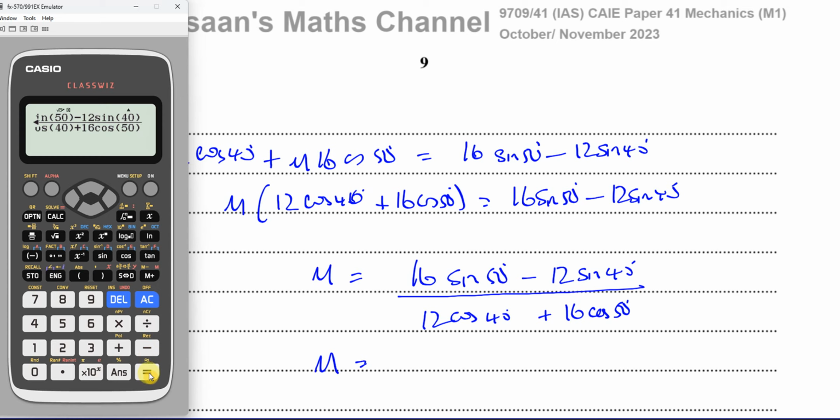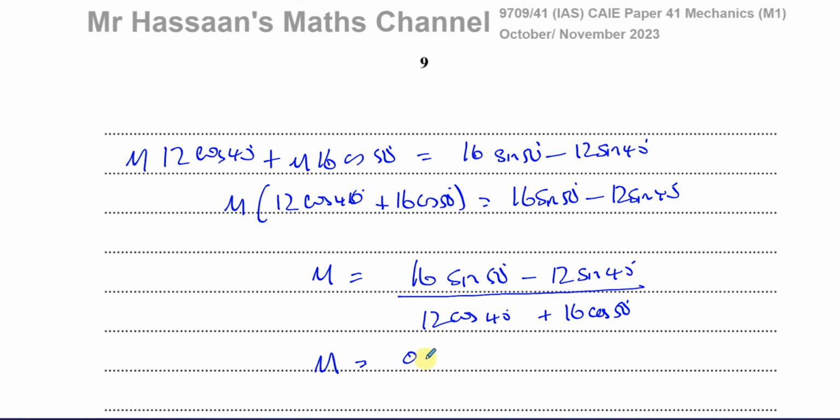Okay, so that will give us 0.23326. So therefore mu is going to be, to 3 significant figures, 0.233, and there's the answer after all of that work.